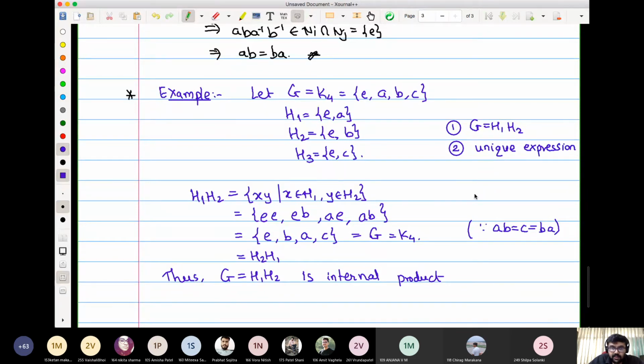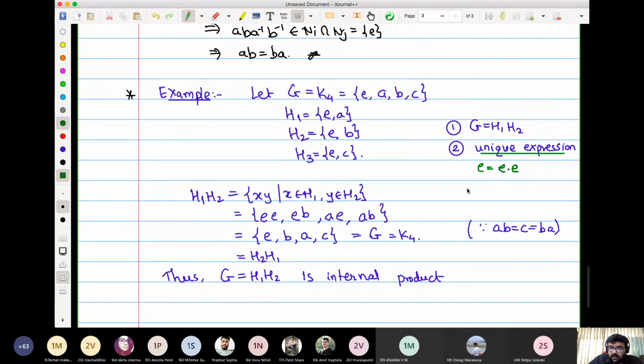Every element must have unique expression. So if I want to write E in terms of H1, H2, how can I write E? So let us write the unique expression. E as an element of H1 and H2. There is only one way, right?